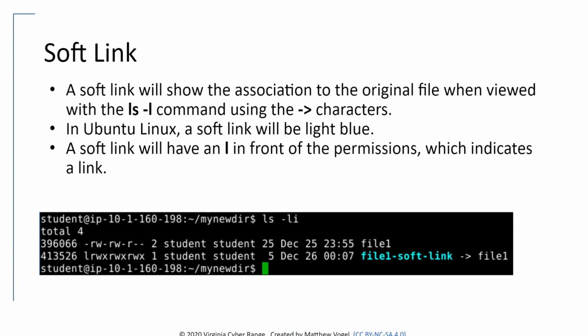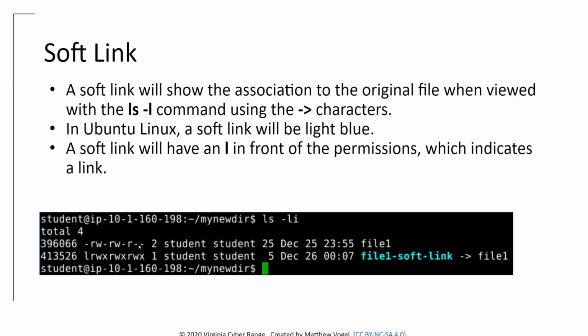So if you look here, when we're doing ls -li, you'll see we're looking at file1, and we also have file1 soft link pointing to file1. If you notice right here, this is the original file, and this is the soft link. The soft link has a separate inode number, not the same as the hard link one. It has an l right here, which tells you that it's a soft link. It has all the permissions, and here that has all the permissions.